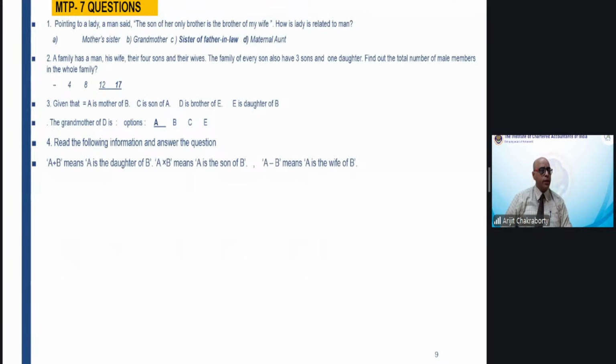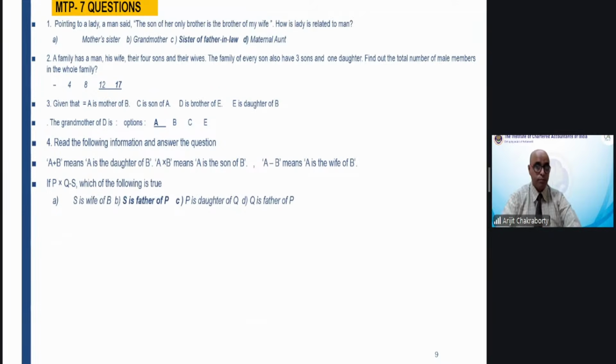Let's see the 4th question. A plus B means A is the daughter of B. So these symbols. A plus B means A is the daughter of B. A into B means A is the son of B. A minus B means A is the wife of B. So the question is, P into Q minus S means what? A minus B means A is the wife of B. So Q minus S means Q is the wife of S.